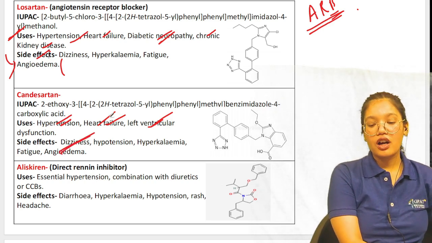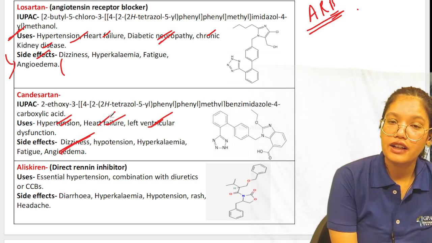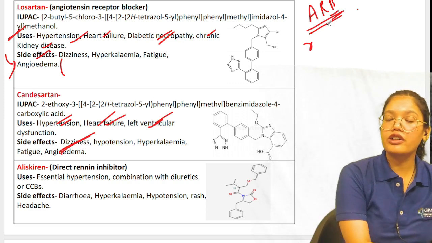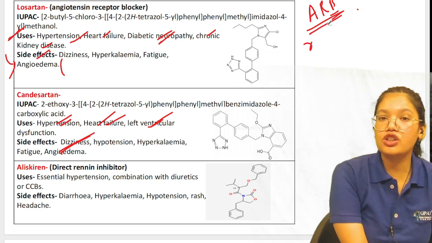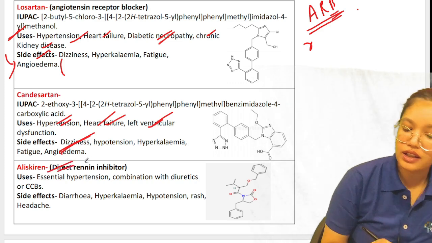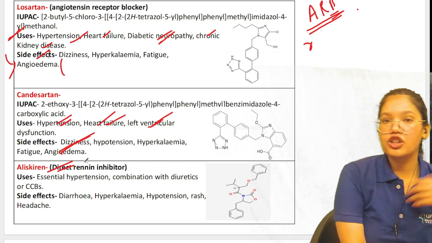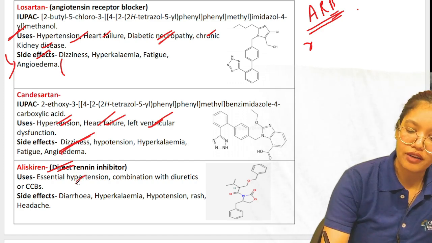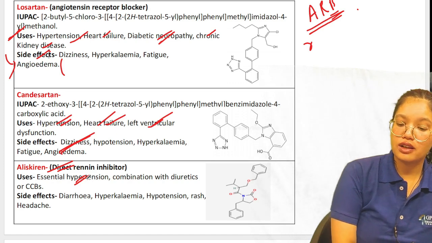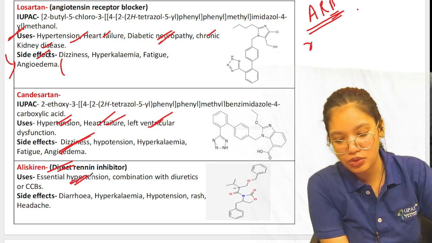The next drug we have here is aliskiren. Now this is the direct renin inhibitor, the enzyme that is responsible for converting angiotensinogen to angiotensin. Okay, so that is the direct renin inhibitor, aliskiren. The uses: essential hypertension, where we do not have any cause for why the hypertension has occurred. So the most common one, primary hypertension, it can be used for the treatment of that.